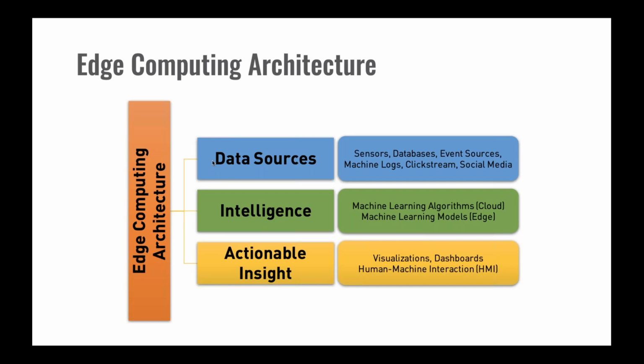So this is not the physical boundary, but if you logically look at the whole architecture, there is a data source, which is the original endpoint from where the data is acquired, or the origin of the data. Then there is an intelligence layer where the constant training and inferencing takes place. And then there is an insight layer where you actually visualize the outcome from the intelligence and also perform actions based on those insights. So that is one way of visualizing edge computing.